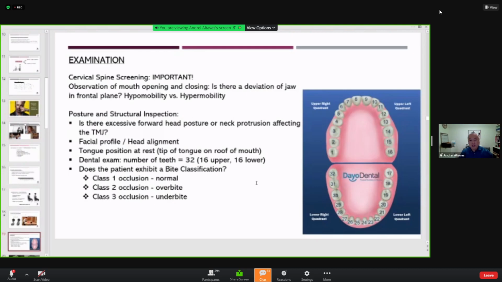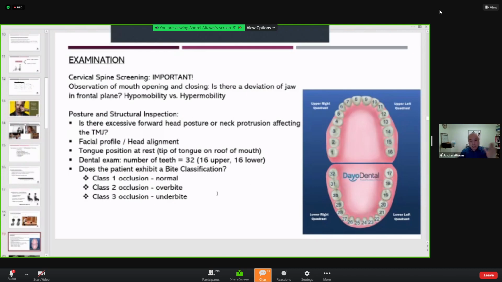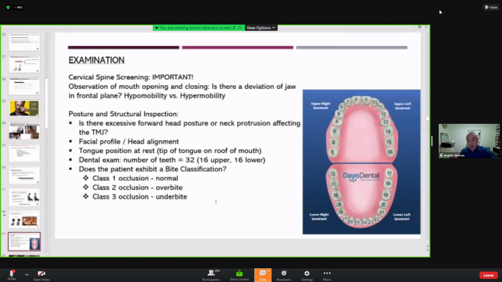So facial profile, look at the head alignment, tongue position at rest, tip of tongue on the roof of your mouth. Later on we'll look into incorporating breathing patterns and prescribing motor exercises to improve motor control. I'm going to show you how it's done using the tongue position at rest.